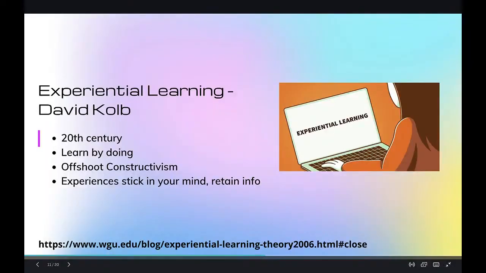The next instructional theory we're going to discuss is experiential learning. And this was introduced by David Kolb in the 20th century. And it's an offshoot of constructivism. Experiential learning involves learning by doing. So for example, instead of reading a book about how to become a stand-up comic, in terms of an experiential learning method, one would actually go to a comedy club and perform at open mics.